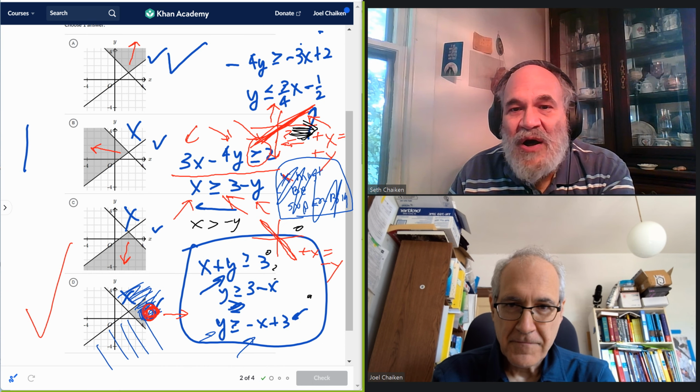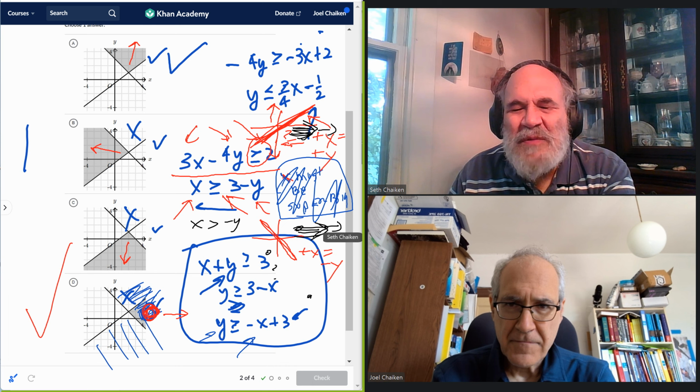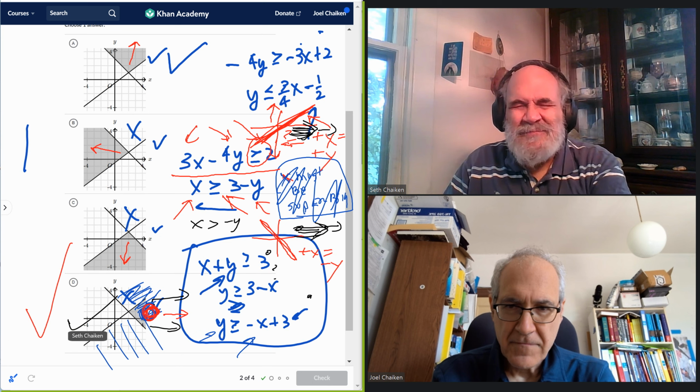So for this one, the gray region is to the right. And for this one, the gray region is to the right. And so we pick the choice where the gray region is to the right of both the 45-degree line and the minus 45-degree line. And so that leads me to that answer.